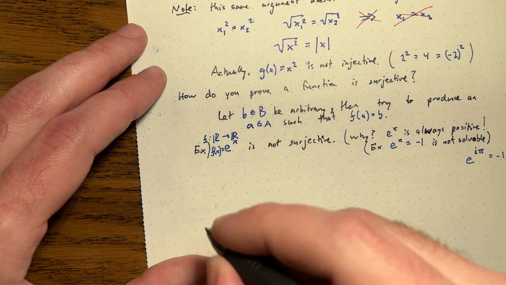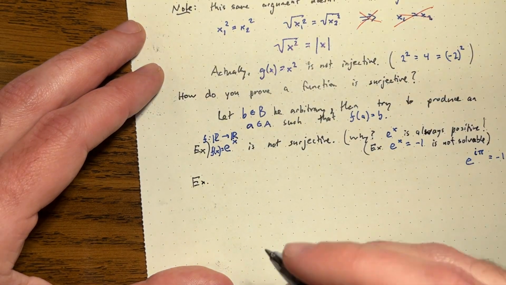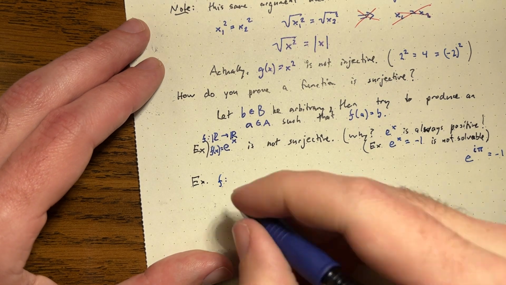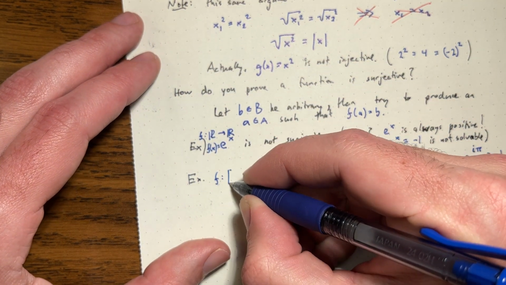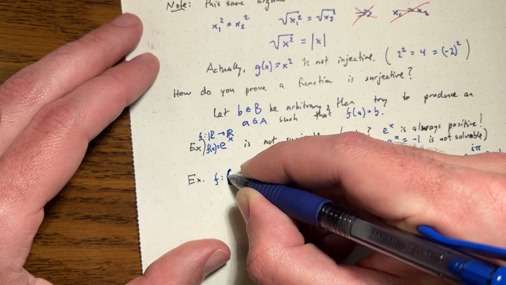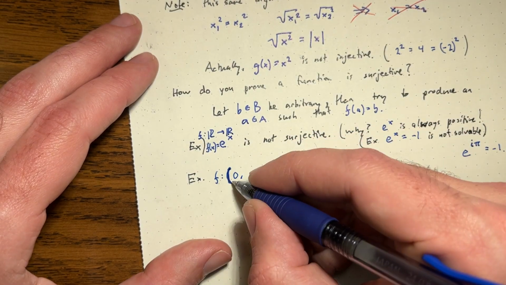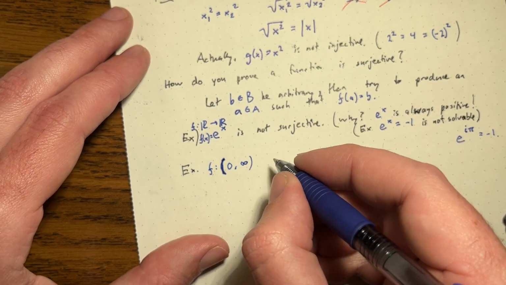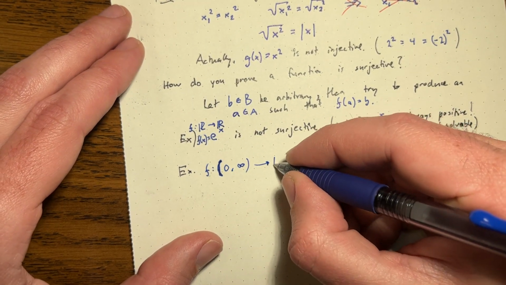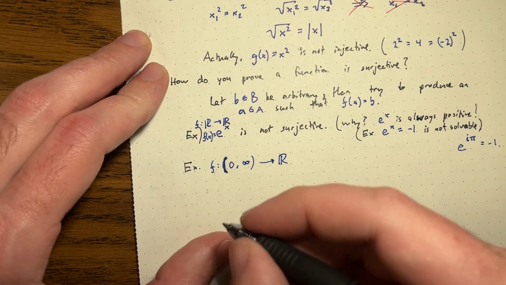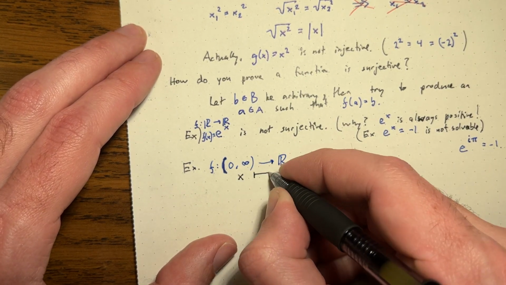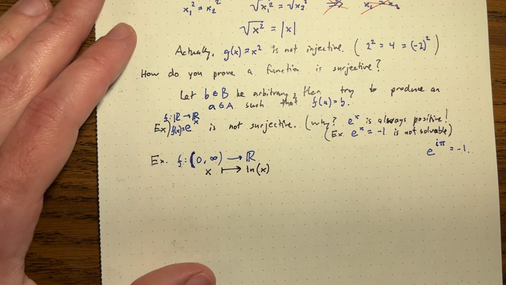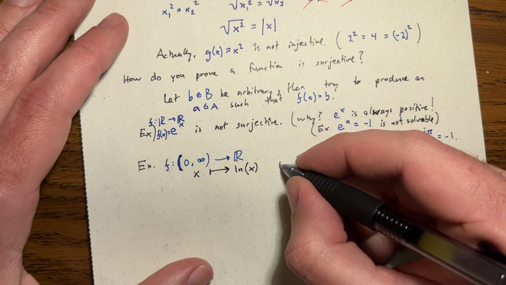Can we come up with a surjective function? How about the natural log? Let's be careful to specify our domain correctly. It's going to be all of the positive real numbers, everything starting at 0 but not including 0. So we're defining a function from the positive real numbers to all the real numbers, defined by, I'll mix up my notations, x goes to the natural log of x. This function is surjective.